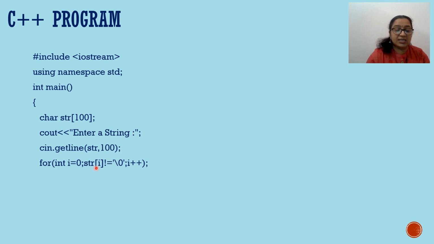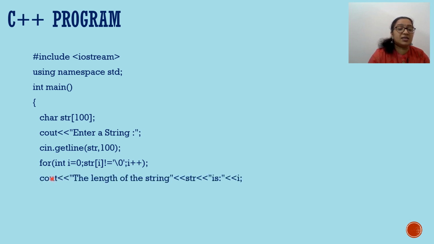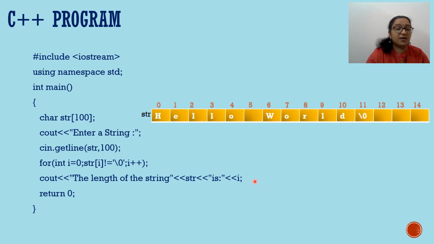So the next step is we can print the length of the string. Str is the input string, and the length is I. Through I itself, we can print the length of the string. So only one for loop is needed for finding the length of the string, and that too without a body part. Got it? Okay. Now see the structure here.